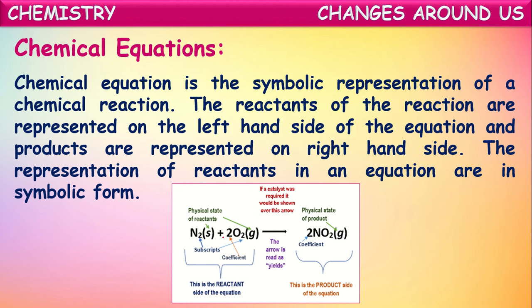Observe once, these are all represented symbolically. Nitrogen is not written out in the equation, its symbol is used. In the same way, the oxygen symbol and the nitrogen dioxide molecular formula are used to represent them. So in this way, a chemical equation is said to be the symbolic representation of a chemical reaction. The chemicals which are participating in the reaction and which are formed in the reaction are all represented with their symbols and formulae. That representation is called a chemical equation.